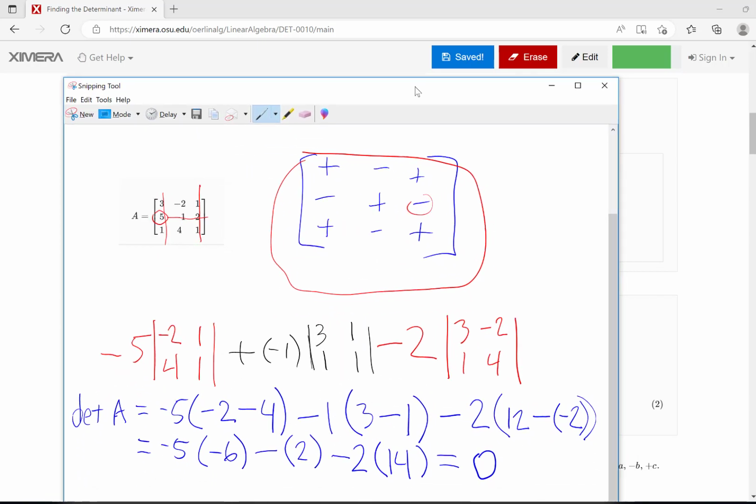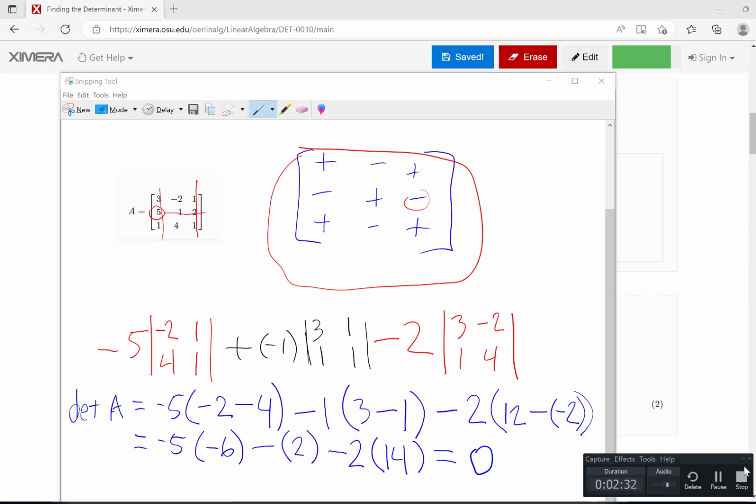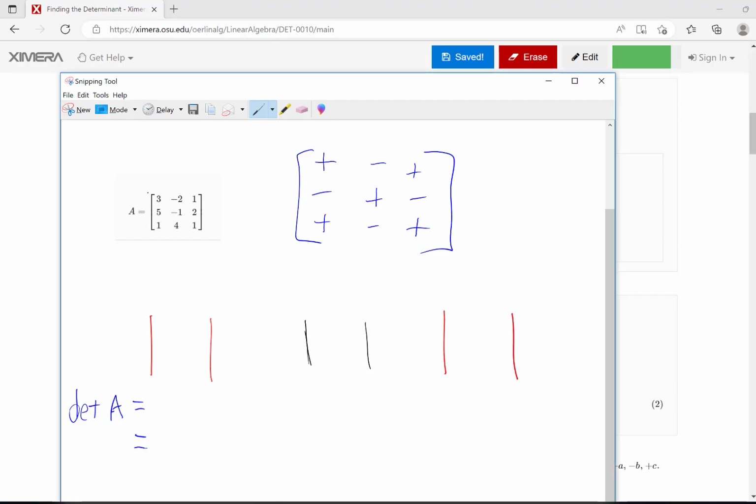And as I said before, you can also use columns. So we're going to do that next. So let's compute the determinant again using the first column. So I'll expand down the first column, and I notice that the plus minus plus in the checkerboard goes like this. So the determinant of A is going to equal 3 times the determinant of a small matrix minus, because of the checkerboard pattern, 5 times the determinant of a smaller matrix plus, well, 1 times the determinant of a smaller matrix.